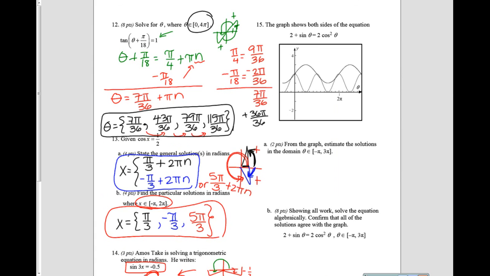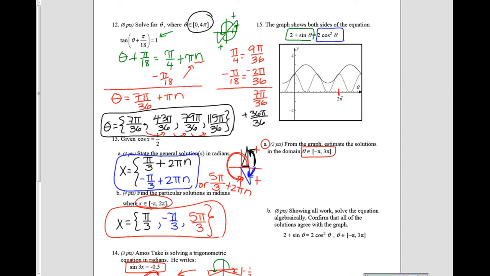It says the graph shows both sides of the equation. So I've got this 2 plus sine of theta, which is this guy going on up here, right? It's been bumped up 2. And then I've got this over here, 2 cosine squared of theta, which is this part right here. Okay. So I've graphed the left side and I've graphed the right side, and I'm trying to see where they cross to solve the equation. So question A says, from the graph, estimate the solutions in the domain from negative pi to 3 pi.